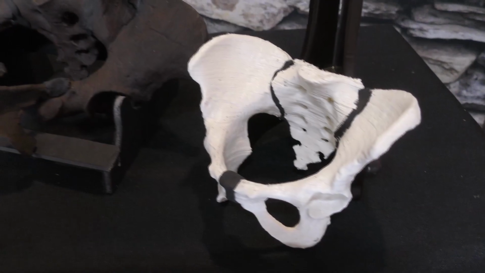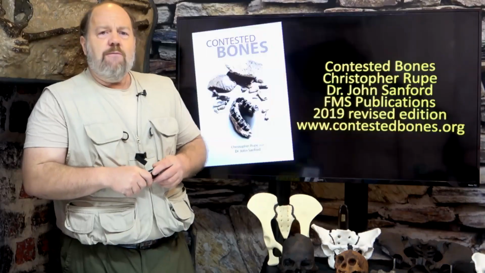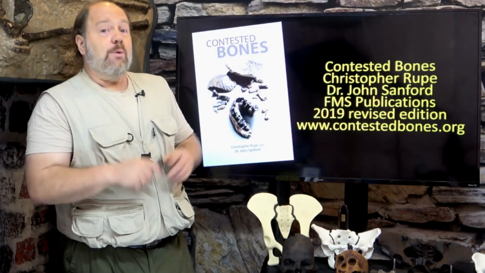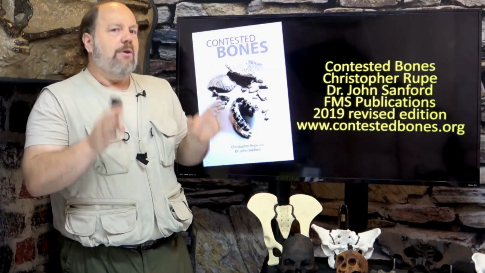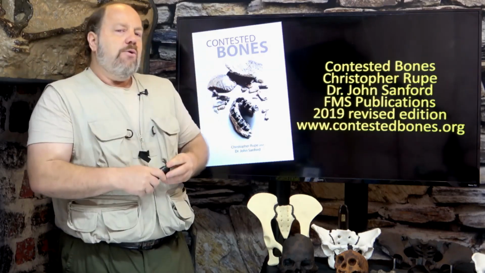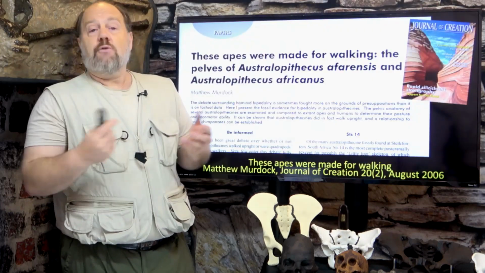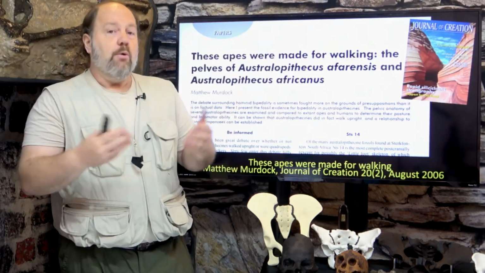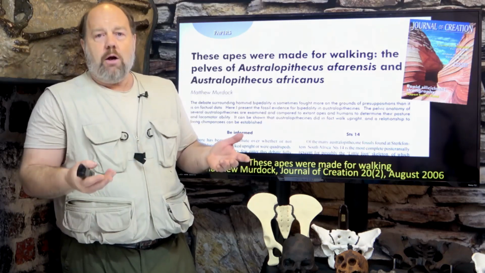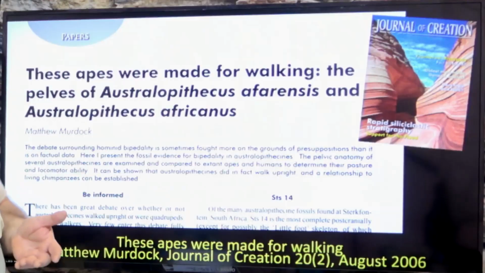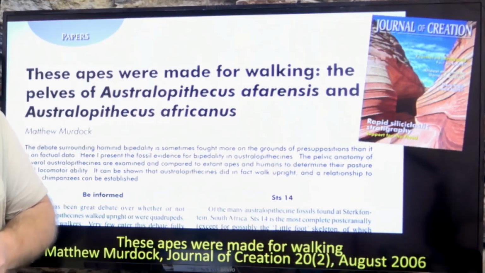Pygmy humans are much more common than one would think, and in fact, Roop and Sanford actually explore this so-called island effect at great length in their book. In a 2006 issue of Journal of Creation, a creationary peer-reviewed journal, someone using the obvious pen name of Matthew Murdoch published a paper entitled "These Apes Were Made for Walking."